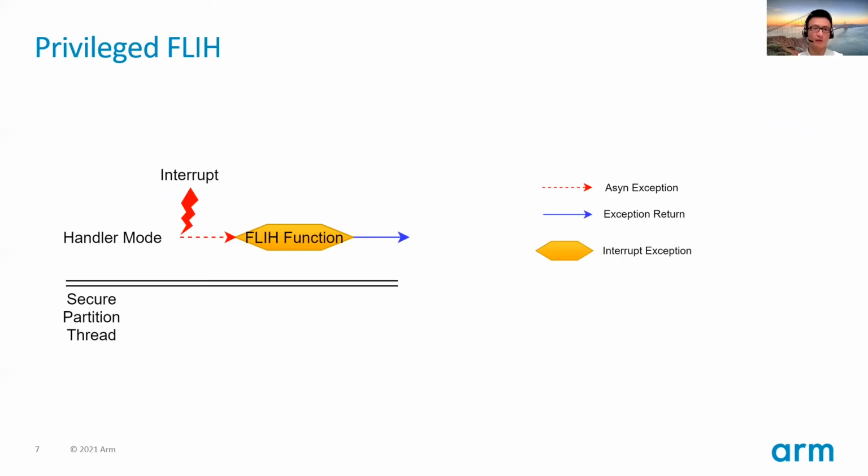So firstly, the privileged FLIH. This is a relatively easy one, because the exception context is executing in handler mode, which always has privileged execution. So the FLIH function can be directly called in this exception context in handler mode. And yeah, that's the privileged FLIH. Very simple and efficient for interrupts that need to be handled in a bounded time.